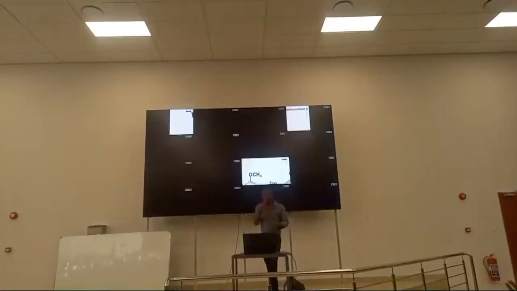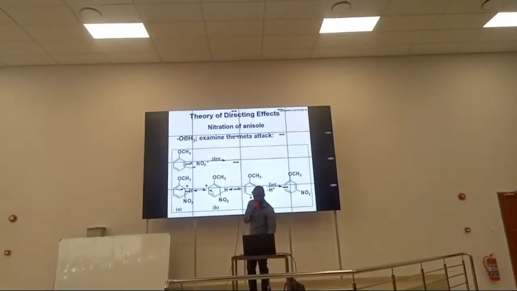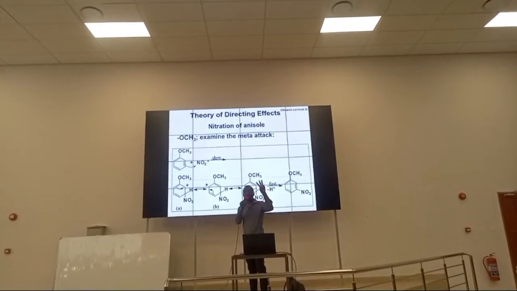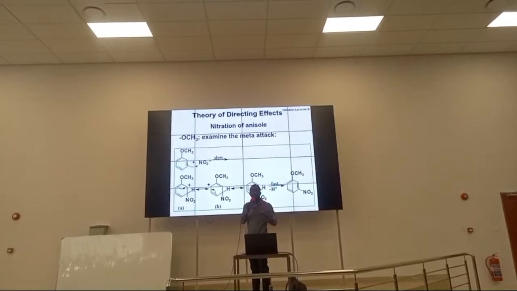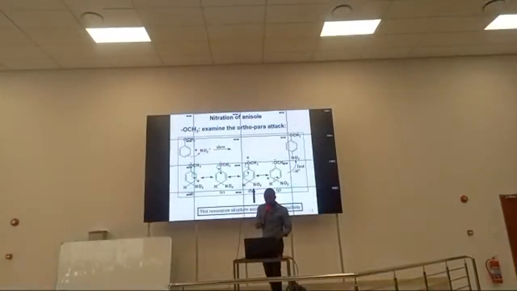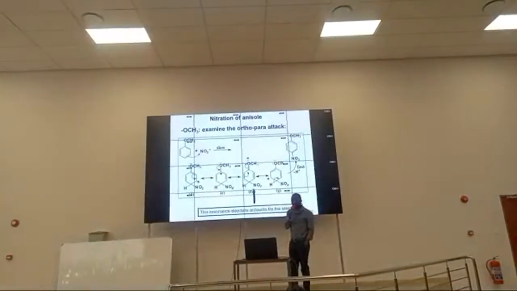Okay, that is where the answer lies. So let's look at attack at the meta position. We only have 3 resonance structures for attack at the meta position. And remember that the more resonance structures you can draw, the more distributed the charge is, and the more stable the carbocation. Okay, so let's now try to examine attack at ortho or para.